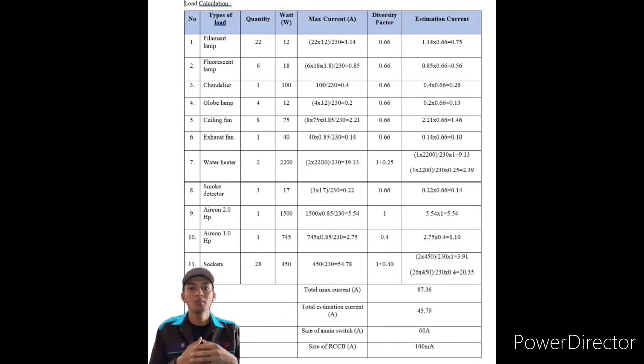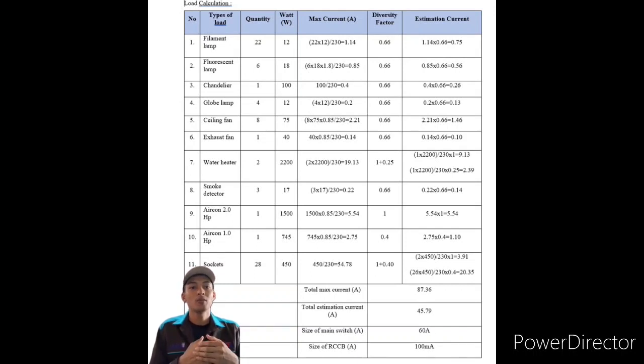And for the third item, we have a chandelier. The max current is 0.4 and the estimation current is 0.26. For the fourth item, we have the globe lamp with the quantity of 4 and averaging 12 watt. For the max current, we get 0.2 ampere, which will be multiplied with the diversity factor of 0.66, and we'll get the estimation current of 1.46 for the exhaust fan.